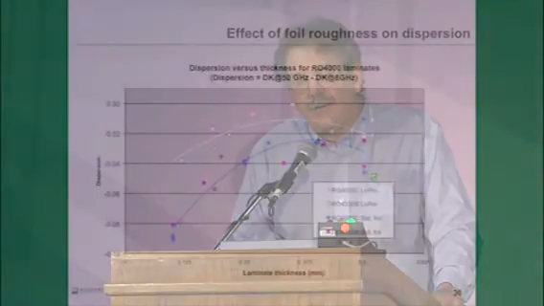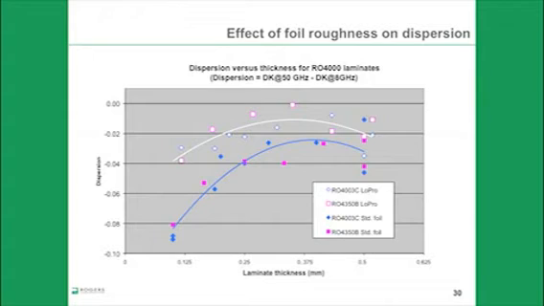What I've got plotted here is dispersion, which I've defined for this slide as the difference between the dielectric constant at 50 gigahertz and at 8 gigahertz, again plotted against laminate thickness. You can see for the solid symbols for the standard foil that as you go to thinner laminates, the dispersion is about 0.08, while the highest value that you see for the smooth foil is about 0.04, or half that of the rough foil.